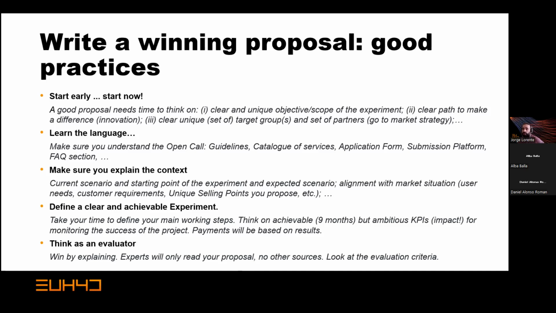Another recommendation is to define an ambitious but achievable experiment that could be developed in 9 months, which is the duration of the experiments. And finally, the last recommendation is to think as an evaluator. It is very important that you make an effort to explain the key unique things on your proposal. The evaluators will not read any other source of information apart from your form. Also, it is important to bear in mind the evaluation criteria while filling the application form, and you can find these evaluation criteria in the guidelines for applicants.